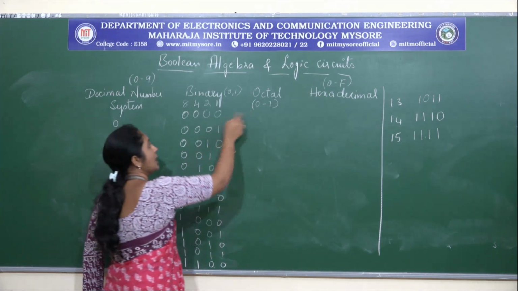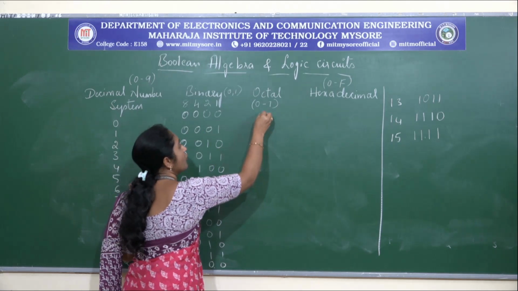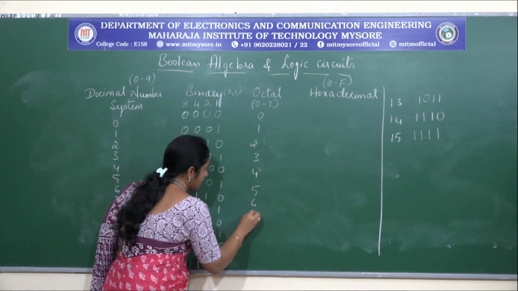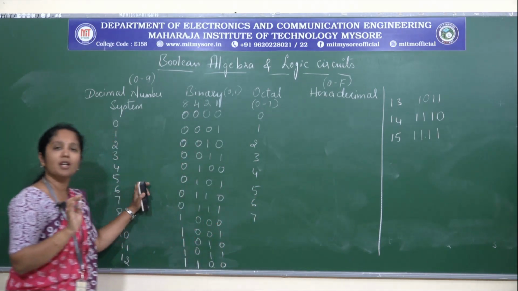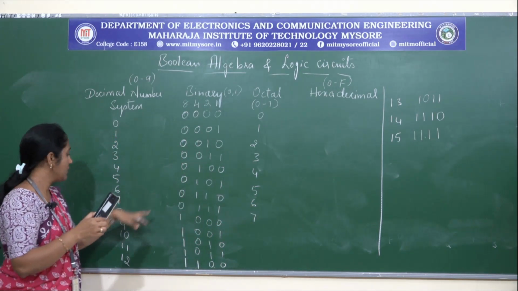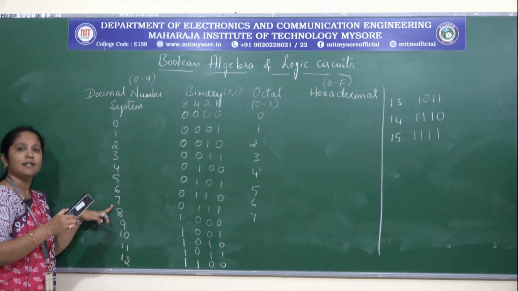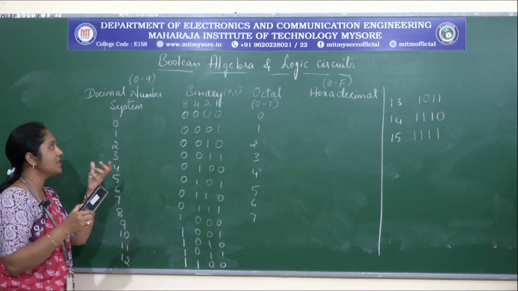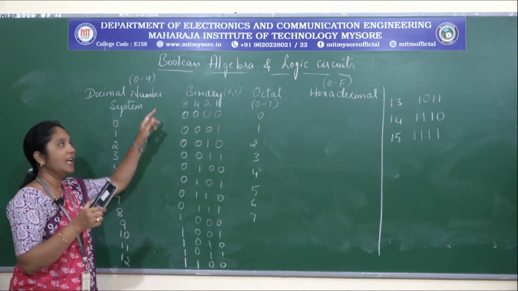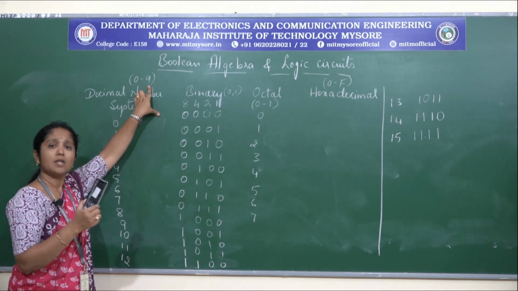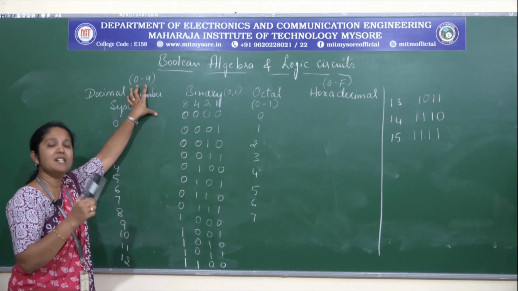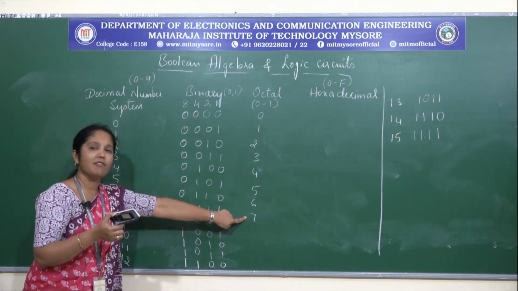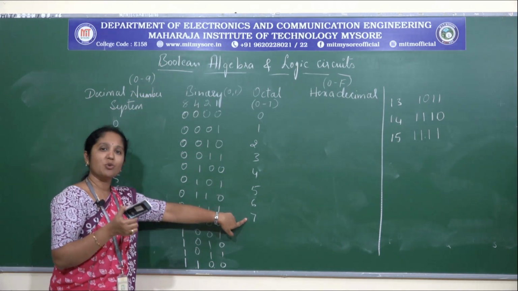So in octal representation, how do we write? We write 0, 1, 2, 3, 4, 5, 6, 7. Up to 7 you need not worry; you just write as we write in the decimal number system. But how do we write a number after 9? We write 1 0, that is 10. Similarly here, after 7 we need to write 1 0, that is 8.